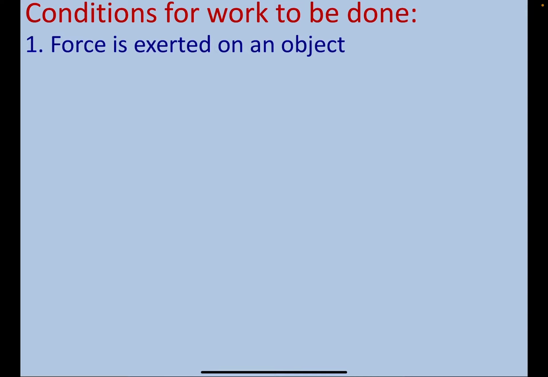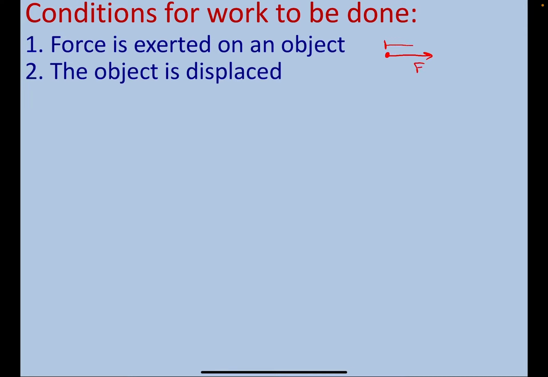The first is that a force has to be exerted on an object, and the object has to be displaced. So there's the first two. And you can kind of imagine, here's an object, you can picture it's like a box or something, and I exert a force on an object. And if the object starts here and is displaced in this direction, then it looks like I'm doing work. At least the first two conditions are met.